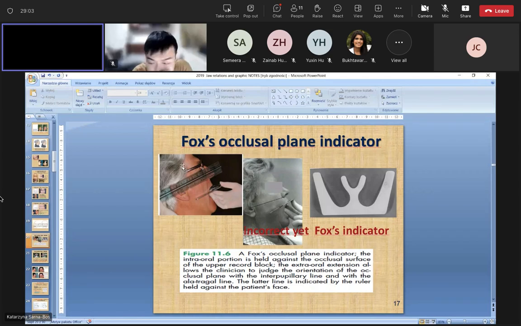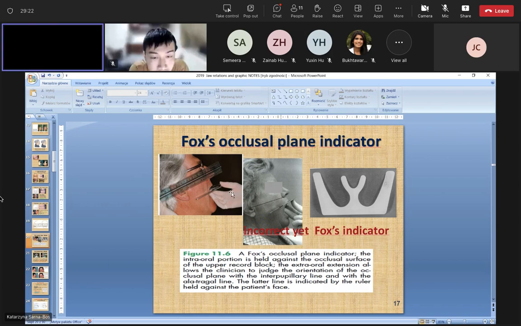And as you see here, the Fox indicator is placed inside the patient's mouth, and the dentist uses a ruler to see if the posterior plane is parallel to the ala-tragal line, and here it is parallel and it is okay.